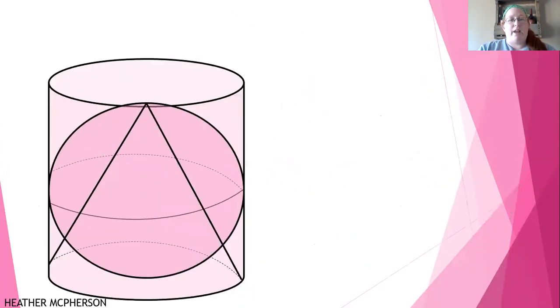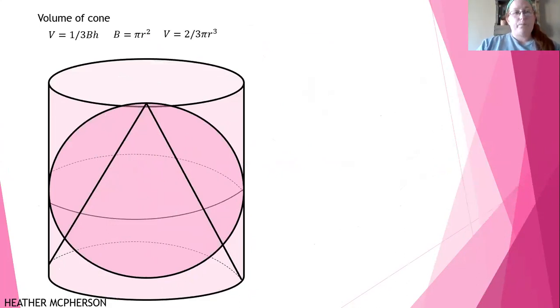Here we have a 3D shape. You have a cylinder, a sphere, and a cone. First, you want to find the volume of the cone. You're going to use volume equals 1/3 of the base times height. But wait, we don't know the base. So we would have to do base equals pi r squared. And once we figure that out, then we could use the equation volume equals 2/3 pi r cubed.